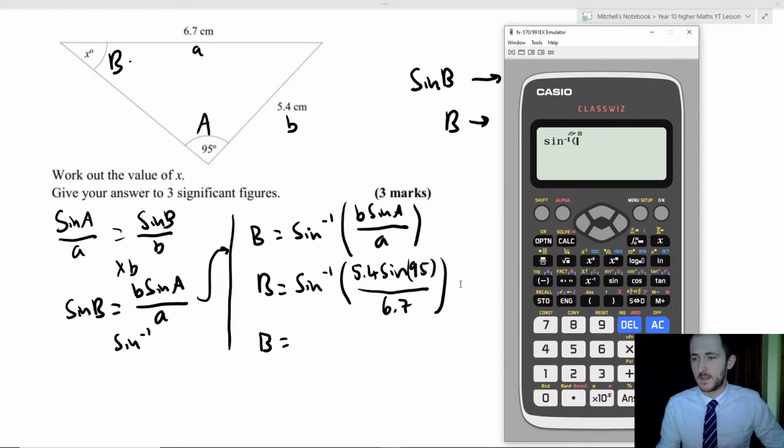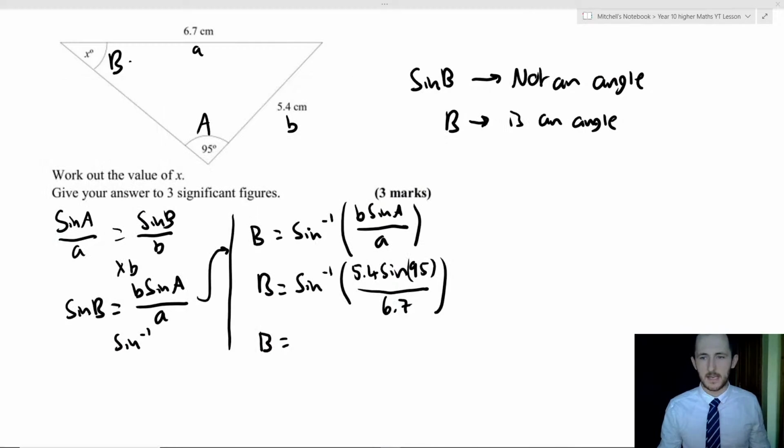So then all we need to do is fill in the rest of this, okay? So fraction button, because that's the next bit. Then you put the 5.4, sine 95. So for those of you that have just joined, we're just doing the sine rule. If you want me to go over it, I'll go over this question one more time. But if you're okay, then just let me know. Go down, 6.7. And then close bracket, equals, done. 53.4. And again, 3 significant figures. So 53.4. The units are degrees.